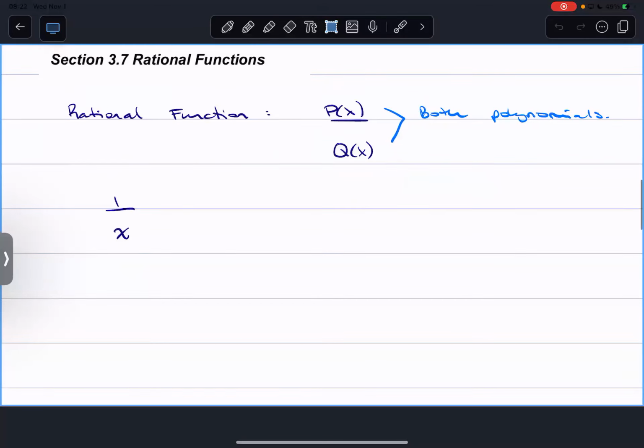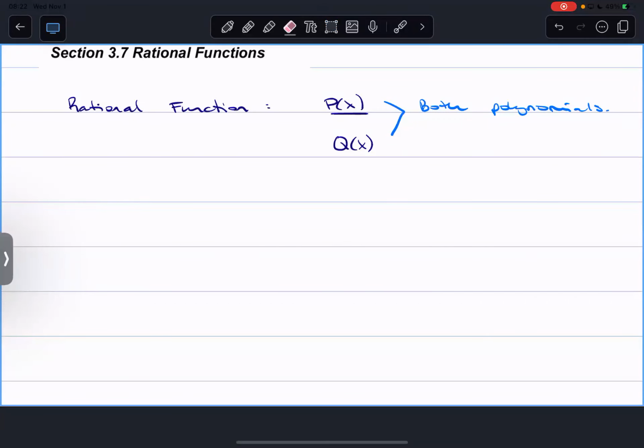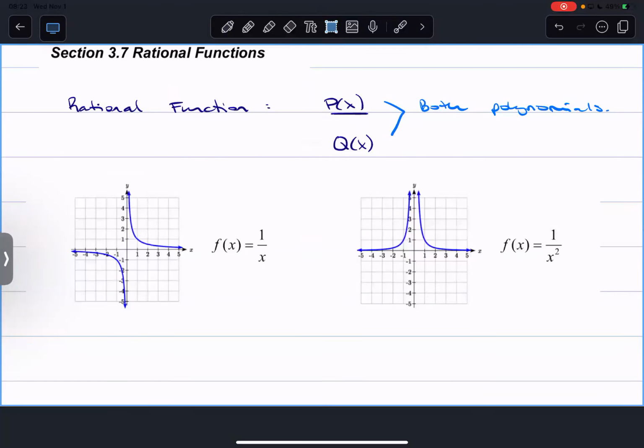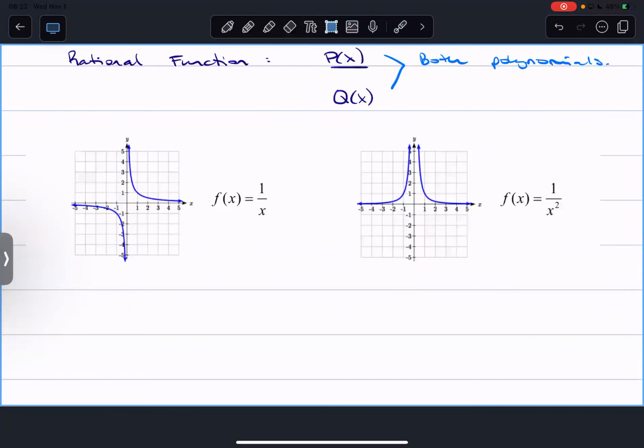Although when I did that bonus, I saw that there was some 1 over x. I think there was even a 1 over x squared that you remembered, which is pretty fun.